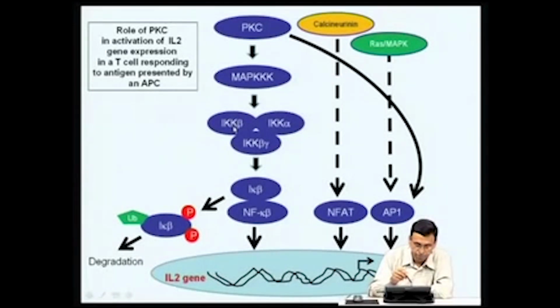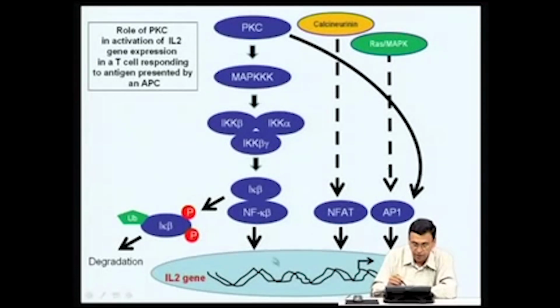inhibitor of kappa B, or the I kappa B, and once I kappa B is phosphorylated, it is ubiquitinated and degraded. Therefore the NF kappa B, which is actually held in inactive form in the cytoplasm, now becomes activated, and that NF kappa B now goes and binds to the promoter of the IL-2 gene and then activates its expression.